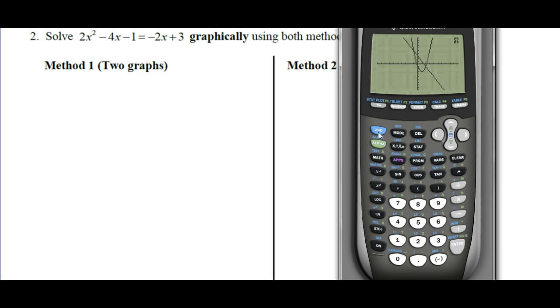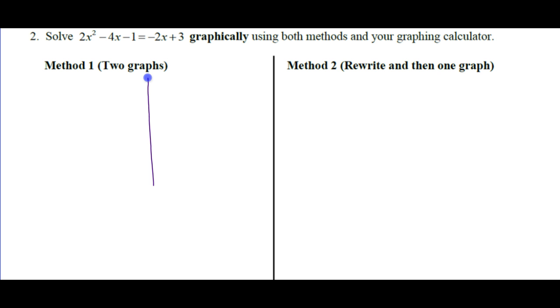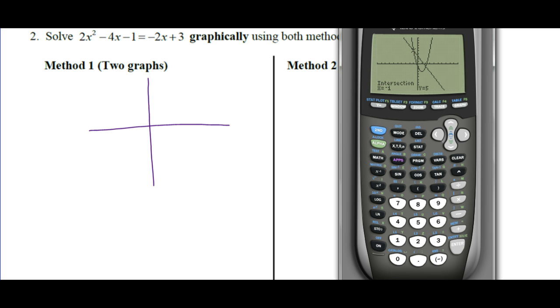So calc. Number 5 is intersect. And I want to move to about there. Hit enter 3 times. I get negative 1. Okay, so let's see if we're going to graph this. Graph looks like.